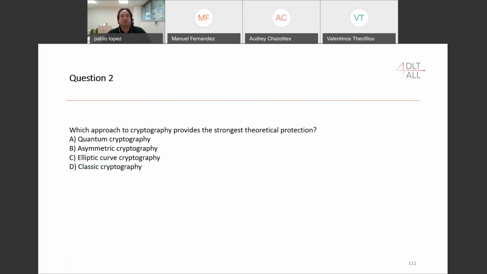Which approach to cryptography provides the strongest theoretical protection? Which approach to cryptography provides the strongest theoretical protection? Quantum cryptography, asymmetric cryptography, elliptic curve cryptography, classic cryptography.